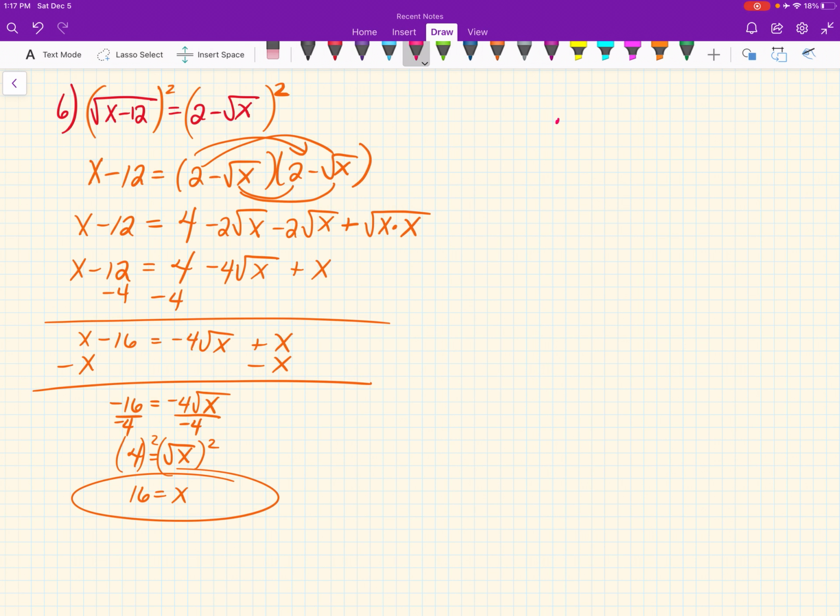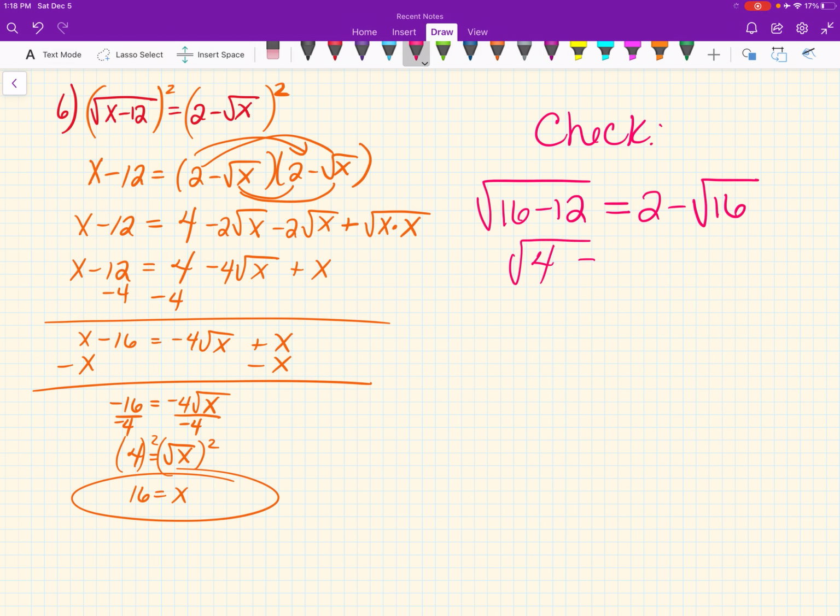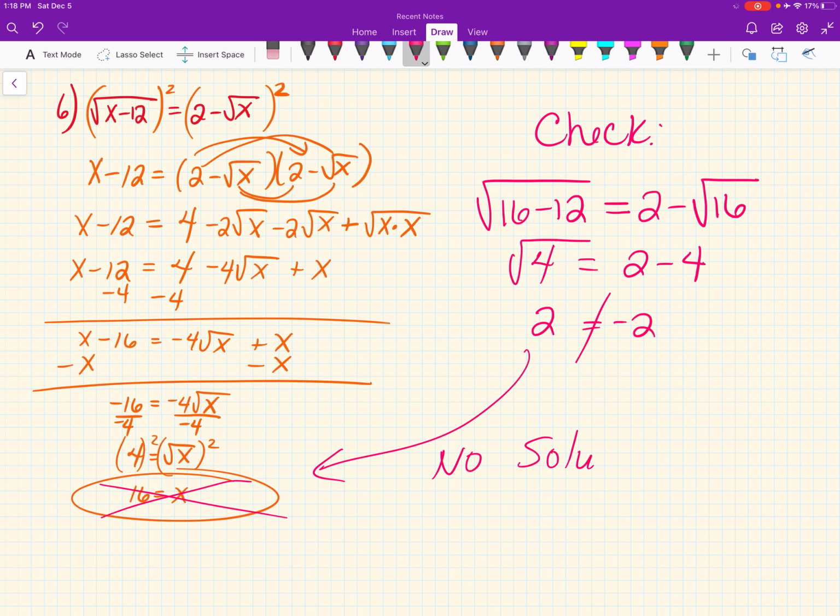So now let's do the check and see if it actually works. The square root of 16 minus 12, is that going to be the same as 2 minus the square root of 16? So let's see, 16 minus 12 is 4, and then we have 2 minus 4, so this gives us 2, and this gives us negative 2. They are not equal, therefore there are no solutions. So all that work, and it's no solution.